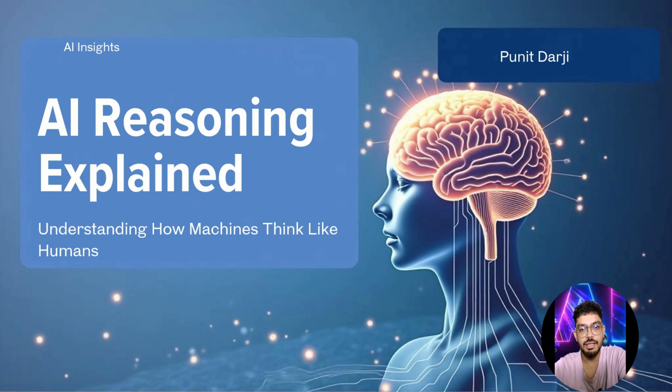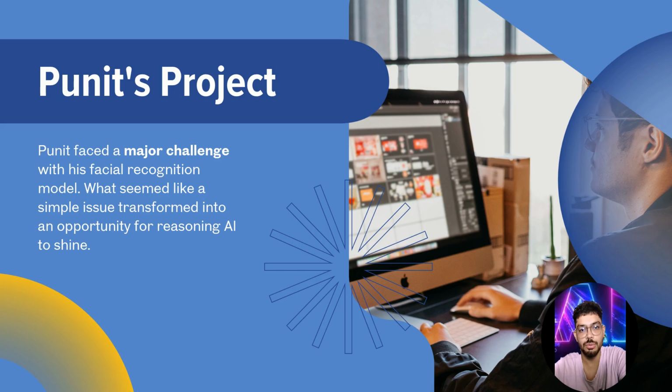Let's take an example. Punit is a 21-year-old computer science student building a facial recognition project for his final year project. Everything was running smoothly until the model started misclassifying students wearing glasses. Now Punit panics and asks AI for help. He asks a direct AI tool for help, and it replies, use more training data. So he tried a reasoning-based AI model. This one didn't just give generic advice.